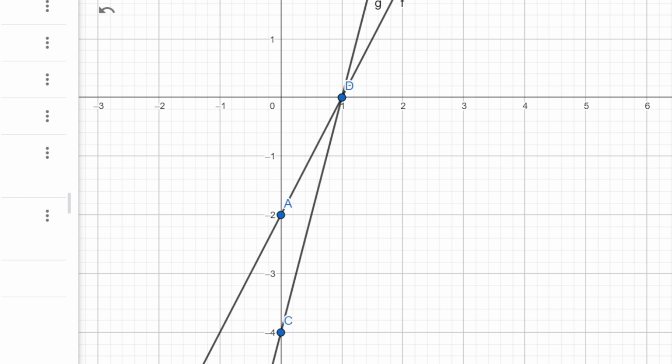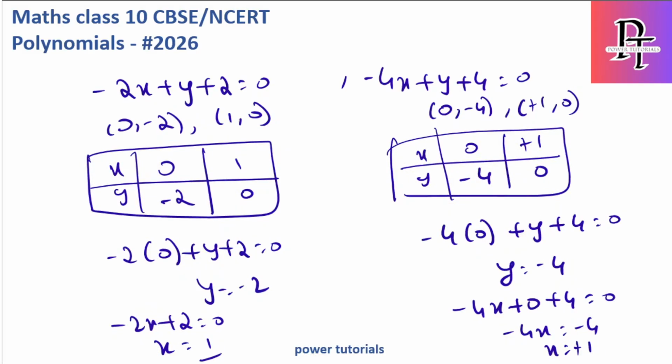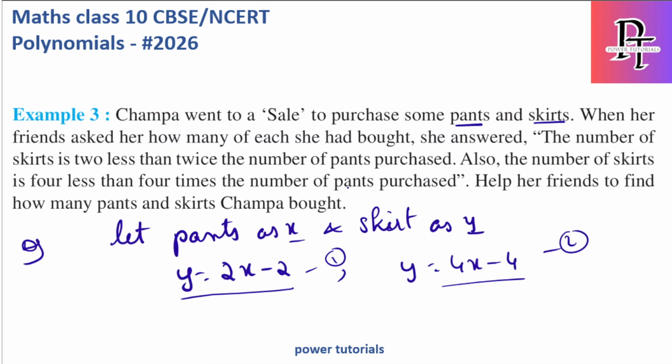Okay, so I'm going to the slide again. From the graph sheet I got the solution as 1 comma 0. So what is the question they asked? They're asking us to find how many pants and skirts Champa bought. So Champa hasn't bought any skirts. She only bought pants. She bought pants as 1 and skirts as 0.